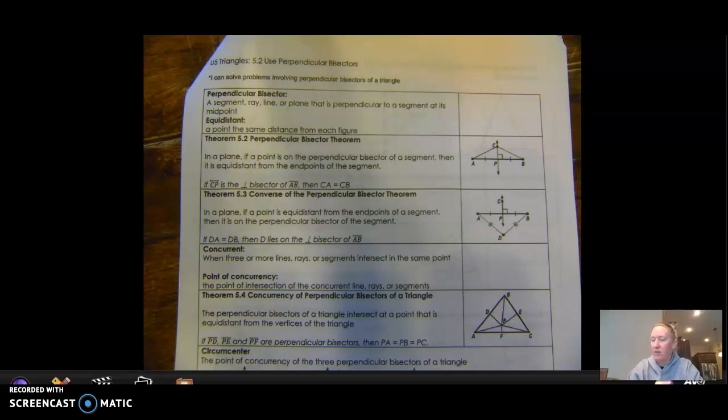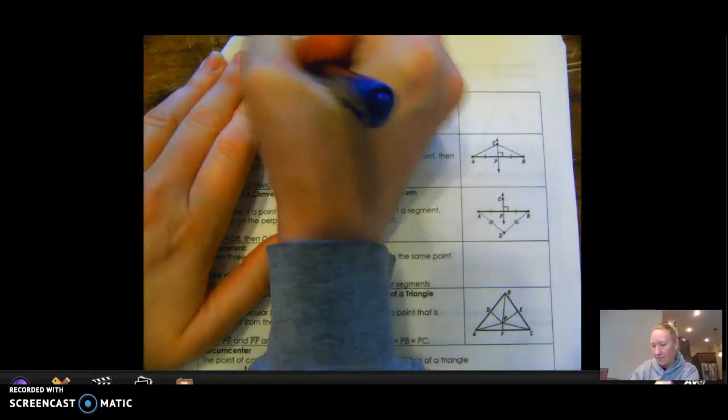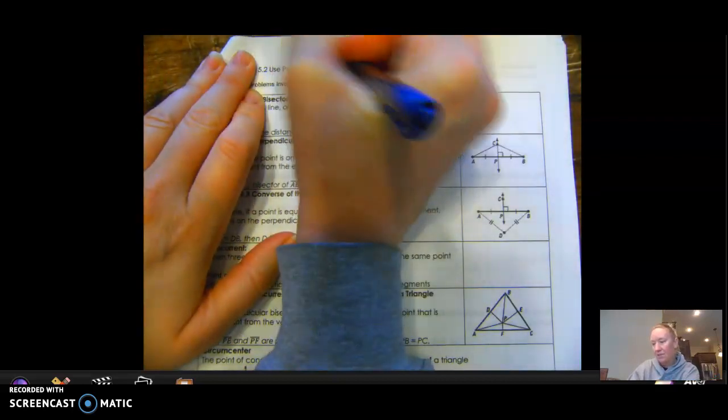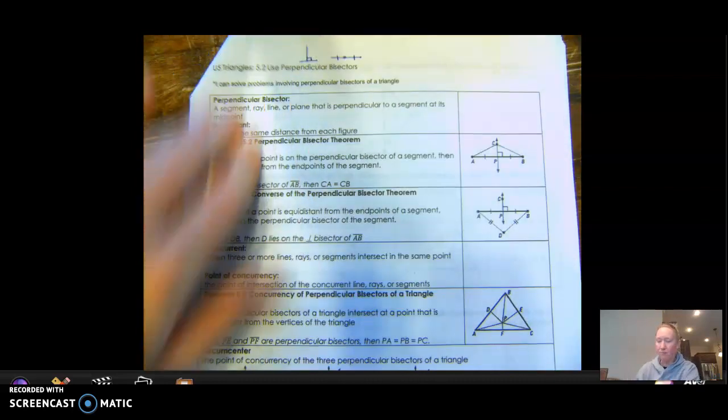Okay, moving on to 5.2, which is now perpendicular bisector. So if I split up these two words, perpendicular means hits at a 90-degree angle. Bisector means it cuts it in half. So this piece would equal this piece, right?